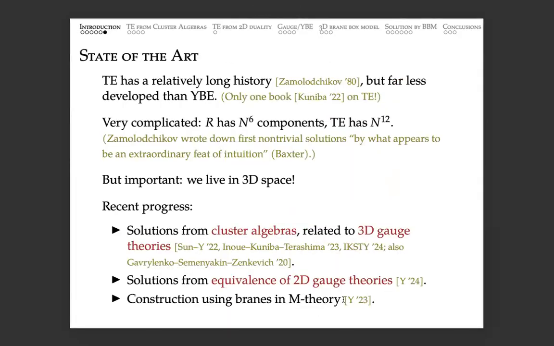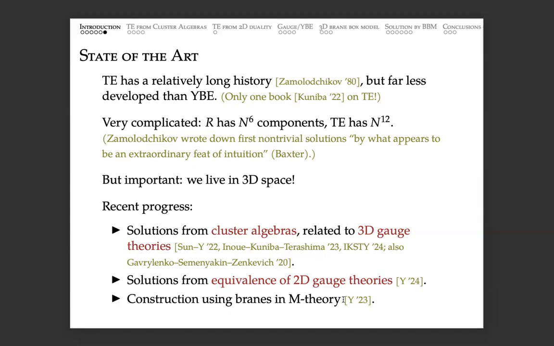So now, what is the state of the art in the study of the tetrahedron equation? I would like to stress that it has a relatively long history, because it was introduced by Zamolodchikov in 1980, and that's actually before the famous BPZ paper on CFT. So it has a longer history than the modern study of 2D CFTs. But it's also fair to say it's far less developed than the Yang-Baxter equation. And as far as I know, there's only one book on the subject, written by Kuniba-san, which appeared 2 years ago.